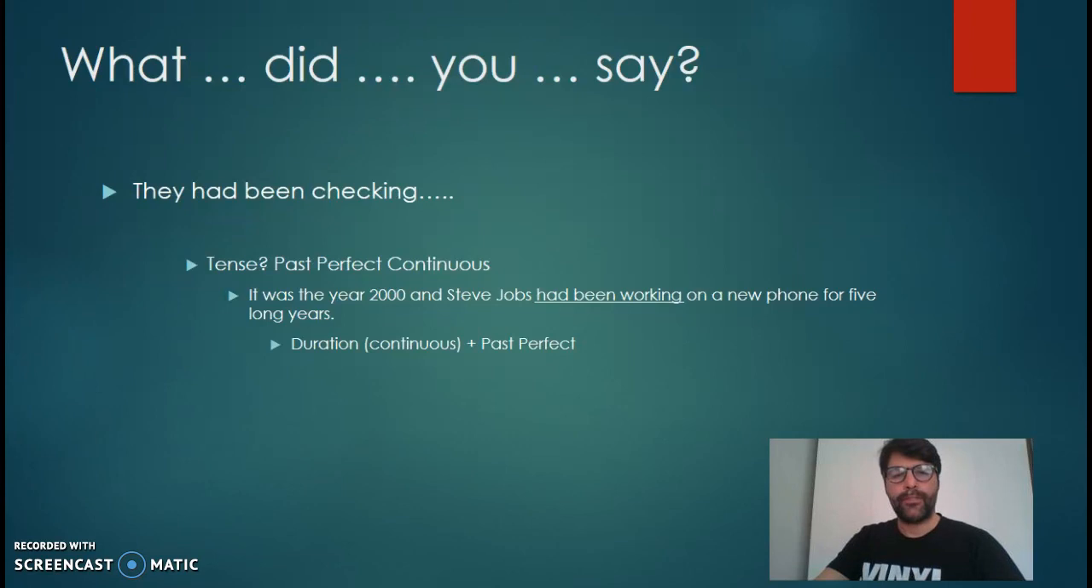They had been checking. That's not a past perfect. No, you're right. It's a past perfect continuous. That's possible as well. For example, it was the year 2000 and Steve Jobs had been working on a new phone for 5 long years. If you want to talk about duration, you use a continuous and you add the past perfect. And then you have the past perfect.